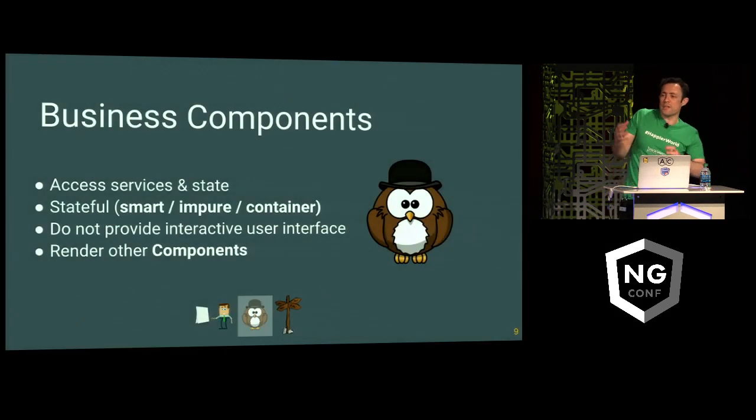Business components are like the glue between this presentation layer and your real business logic, which might be housed in an Angular application as services, say. These guys really do know where the data's coming from. They're responsible for going and getting it and then binding it to the presentational components. They're sometimes called smart components. I kind of think of them as impure because they do make state changes to the application.